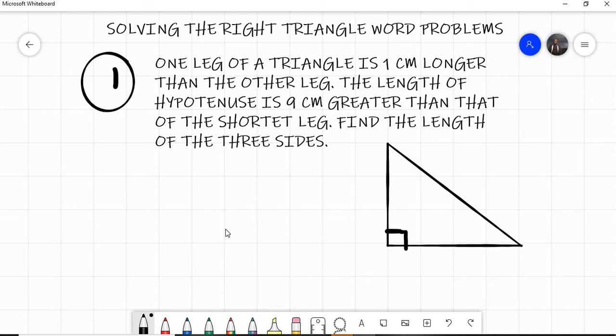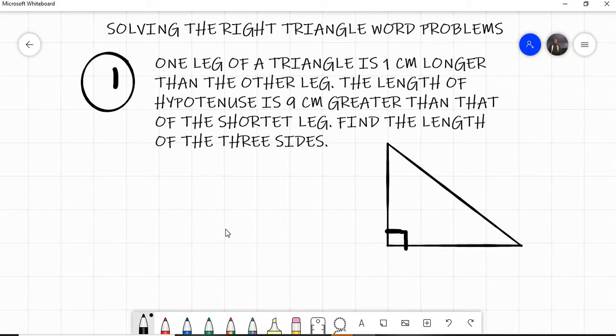One leg of a triangle is 1 centimeter longer than the other, and the length of the hypotenuse is 9 centimeters greater than that of the shorter leg. Find the length of the three sides. So we are asked to find the length of the three sides.